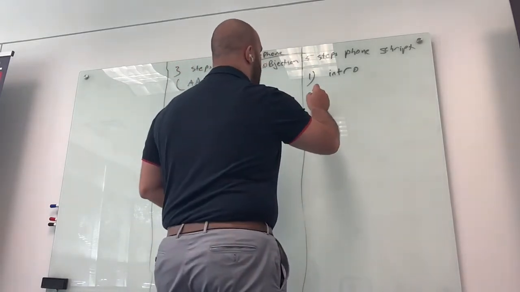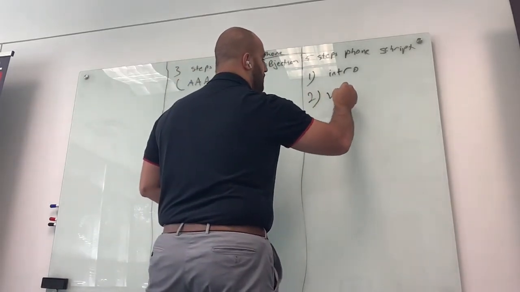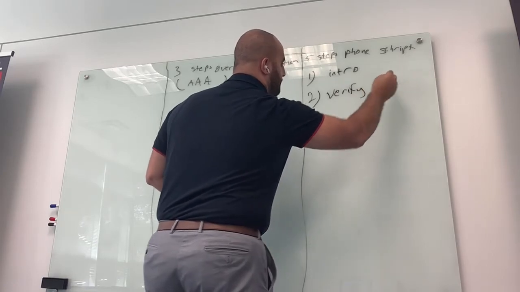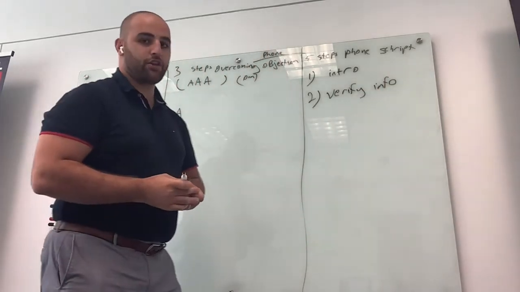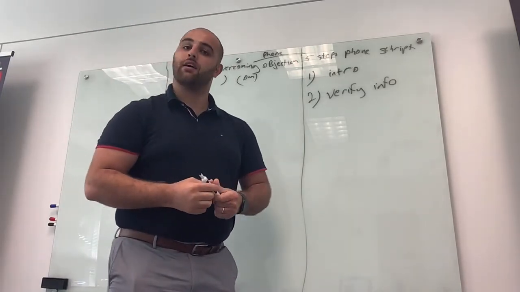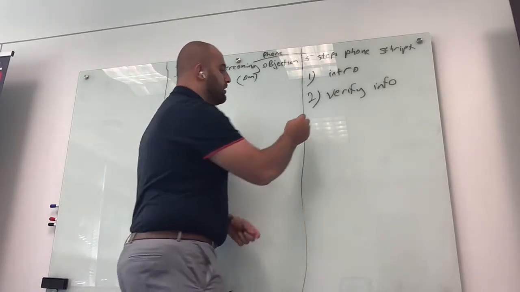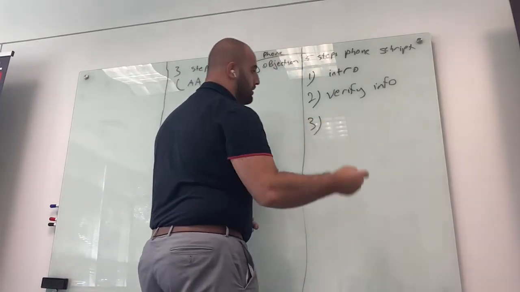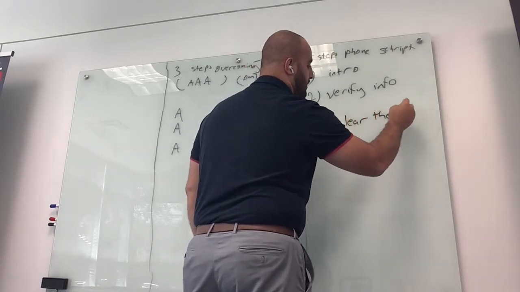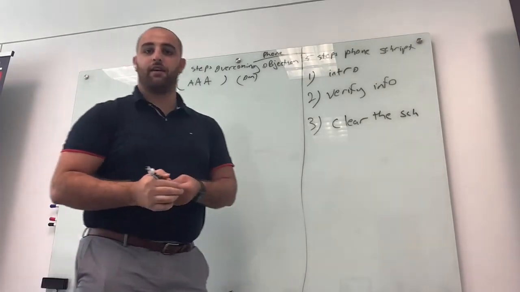Step number 2 is verify info. You verify the information with the client, like, "Your date of birth is 1/1/2001, correct?" And the 3rd step is clear the schedule. You've got to clear out their schedule.